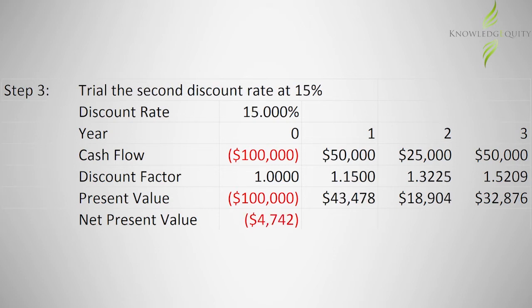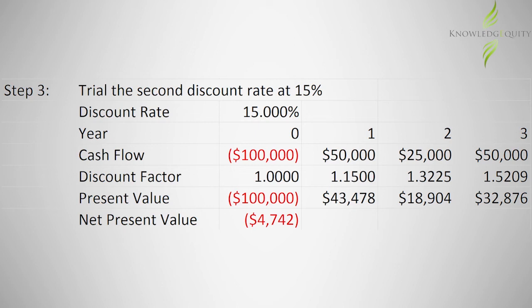This results in an NPV of negative $4,742. So because we know that lower rates have less of an effect on the present value, we know that the IRR is going to be less than 15%. Based on this information then, we know that the IRR is between 10% and 15%, and probably slightly closer to 10% because the NPV at 10% is closer to zero than the NPV at 15%.